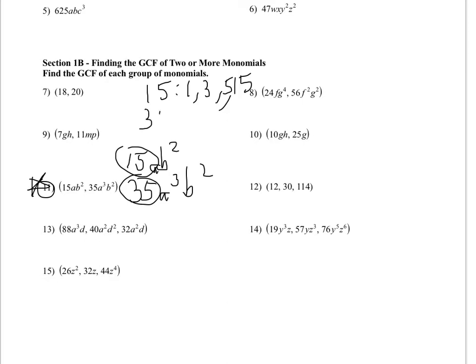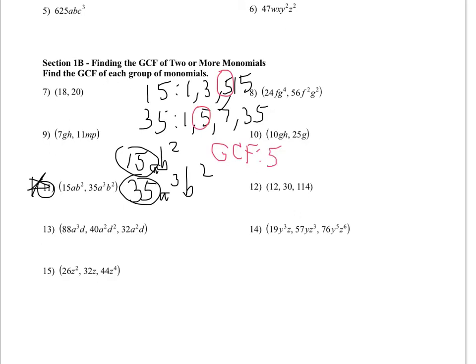If we look at 35, we've got 1 and 35. And then if we think of other numbers that go evenly into 35, we have just 5 and 7. So 1, 5, 7, and 35. So I want to look at the greatest common factor of those, which in this case would be 5. 1 is a common factor also, but we want the greatest common factor. So the greatest common factor of these two monomials is 5.